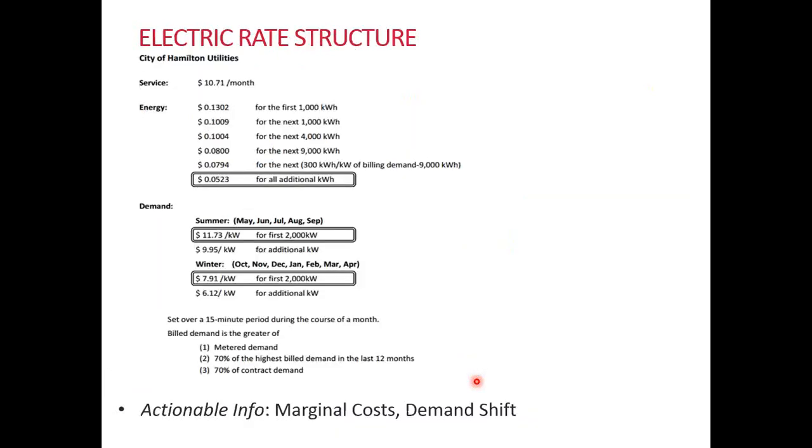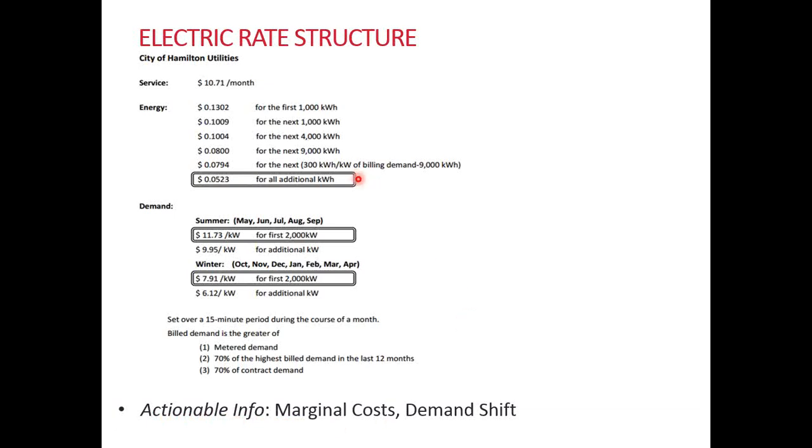So I'm going to dive into the electricity stuff. The first thing that we do on the electricity side, and it probably takes the longest time, is break down their electric rate structure. The reason we do that is to identify marginal costs. At the bottom of a lot of these slides you'll see this actionable info. And these are why we do all this stuff and what we get out of it. So just wanted to point that out real quick.